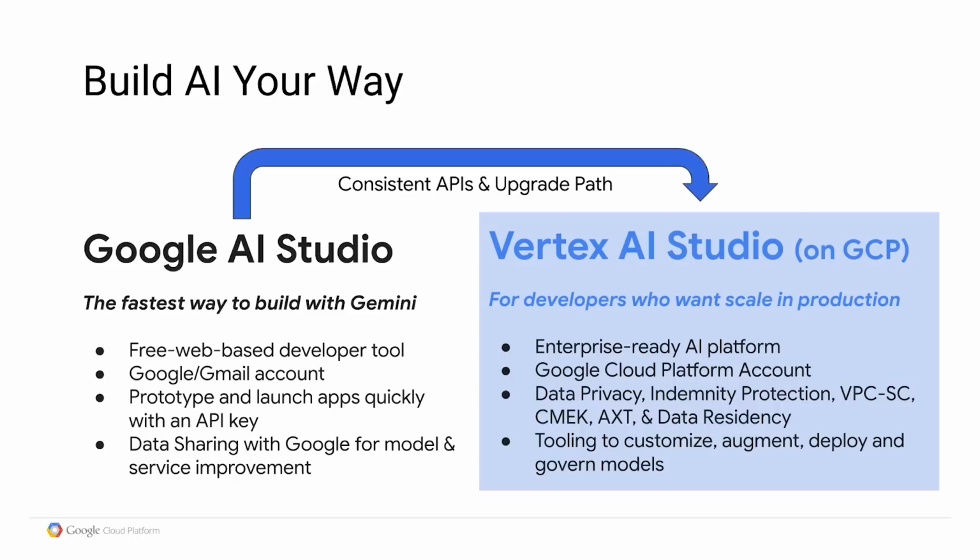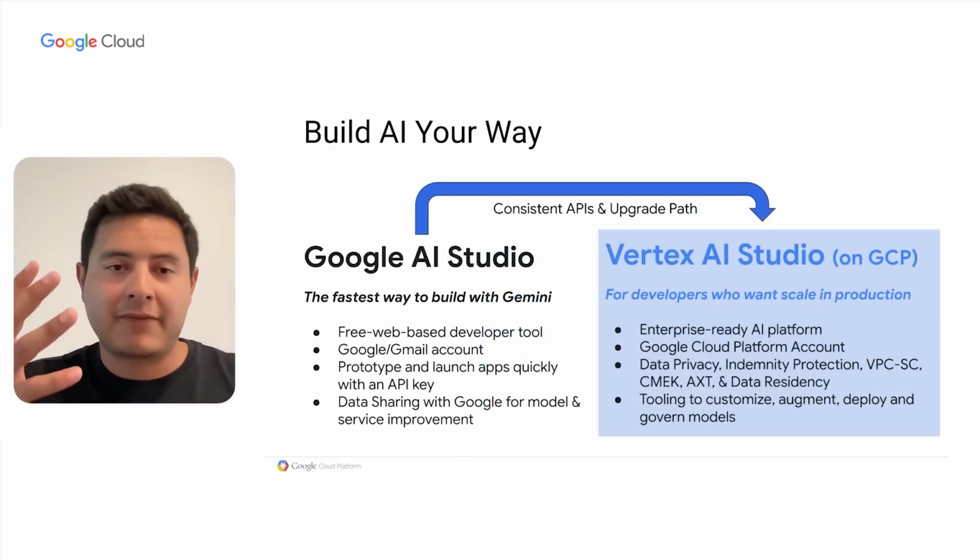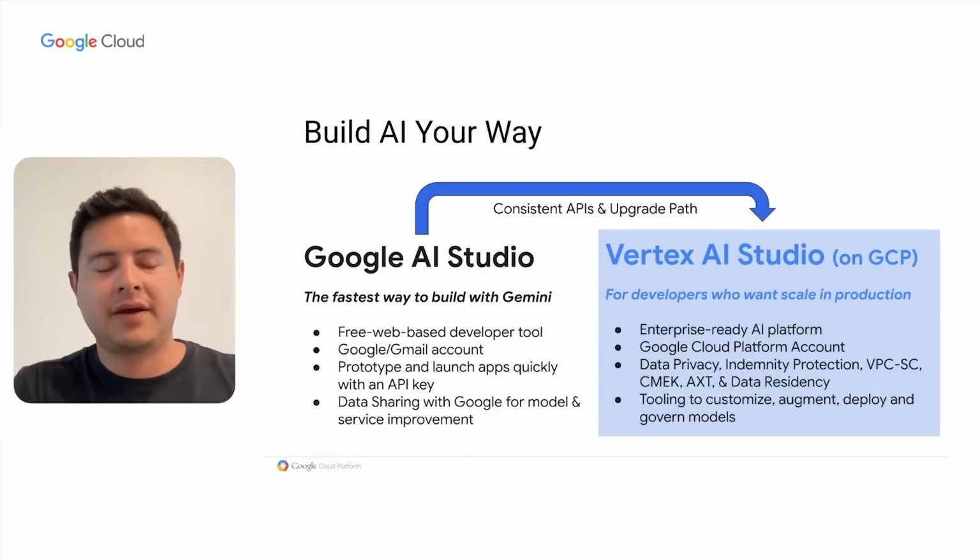Let's dive deep into what Google AI Studio is. It's super fast to get going with Gemini. It's a developer tool where you can start using our APIs, you can start prototyping, you can launch apps very quickly with API keys, and you can share your data with Google for model or service improvement. But it is the fastest way to get Gemini working.